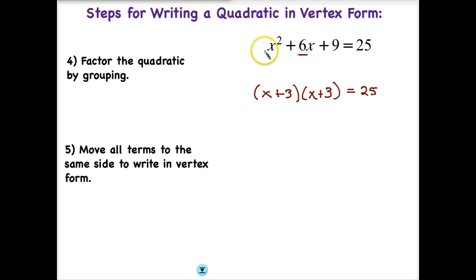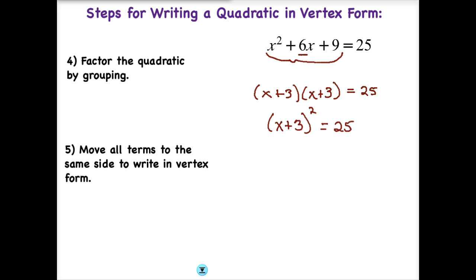So we effectively factored this entire quadratic here because it's a perfect square. We factored it into its two perfect squares. So now we can write that as x plus 3 squared equals 25.